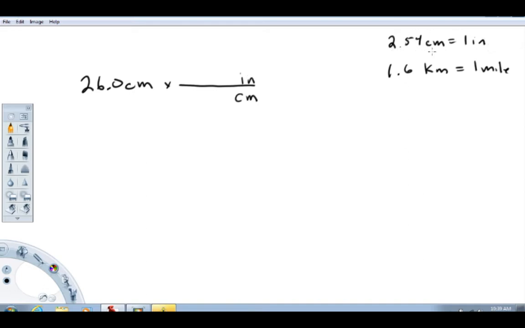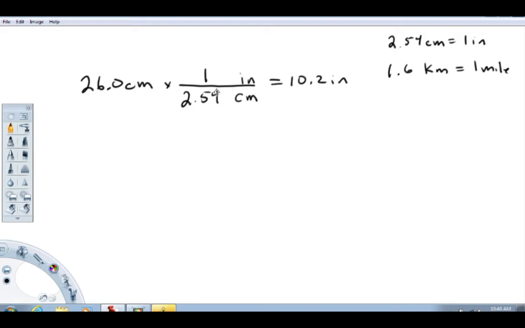Because 2.54 centimeters is equal to 1 inch, we can put 1 inch over 2.54 centimeters. And now, multiplying by this conversion factor doesn't actually change the value. So when we multiply this out, I'm just going to get my calculator and run it, and what I get out of this is about 10.2 inches. The 10 is coming from 26.0 times 1, and then divide by 2.54.